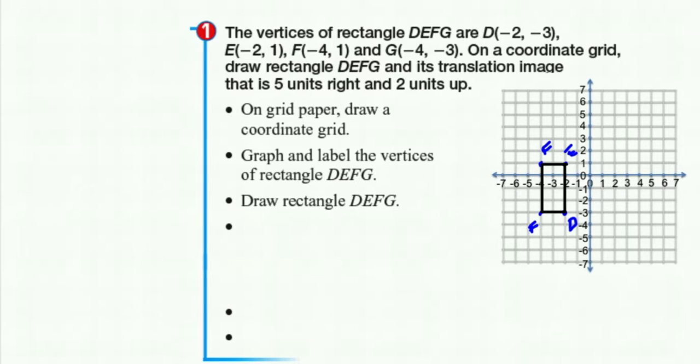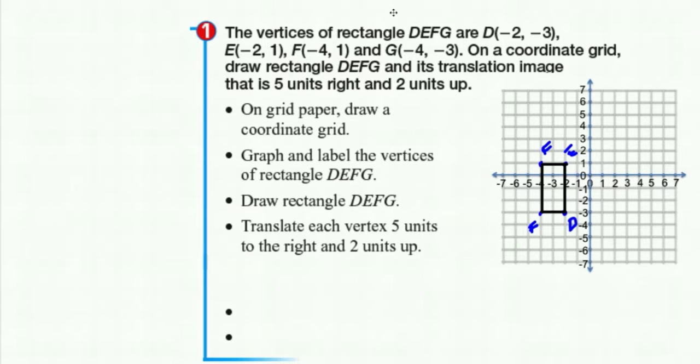Okay, so after drawing rectangle DEFG, we translate each vertex 5 units to the right and 2 units up. So basically, we're moving the vertex 5 units to the right and 2 units up. So let's do that right now. Moving 5 units to the right: 1, 2, 3, 4, 5.